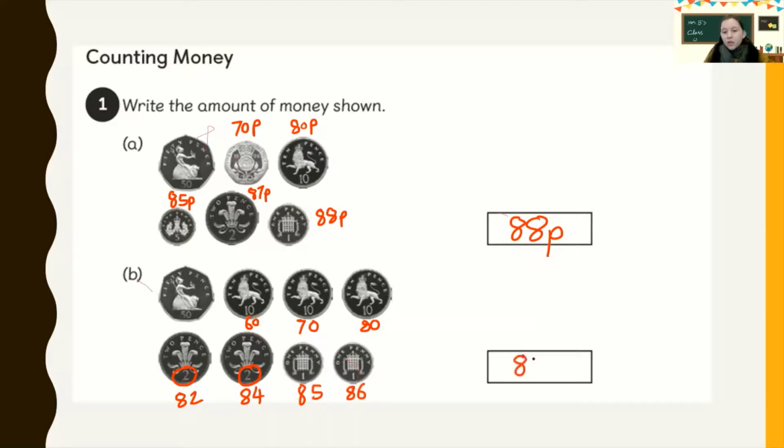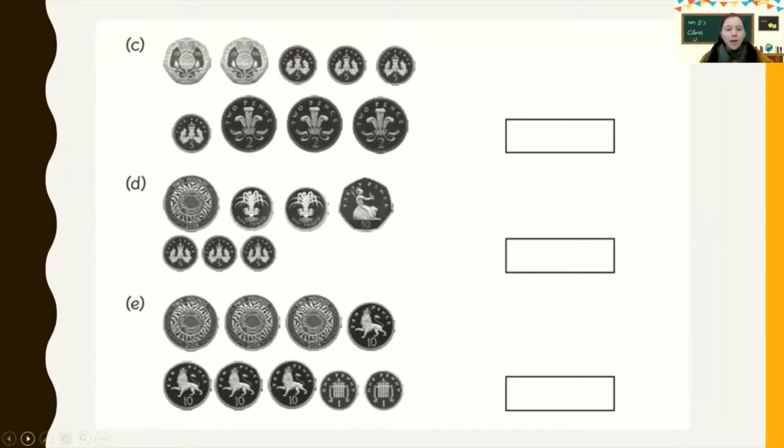So you should be 86p. Which one is bigger, 88 or 86? Use your crocodile to show me. Remember, that means greater than. Greater than. Okay, let's look at question C now.